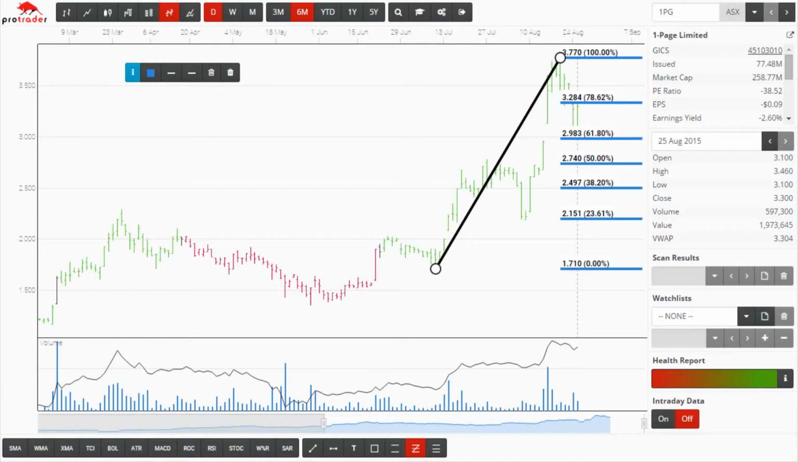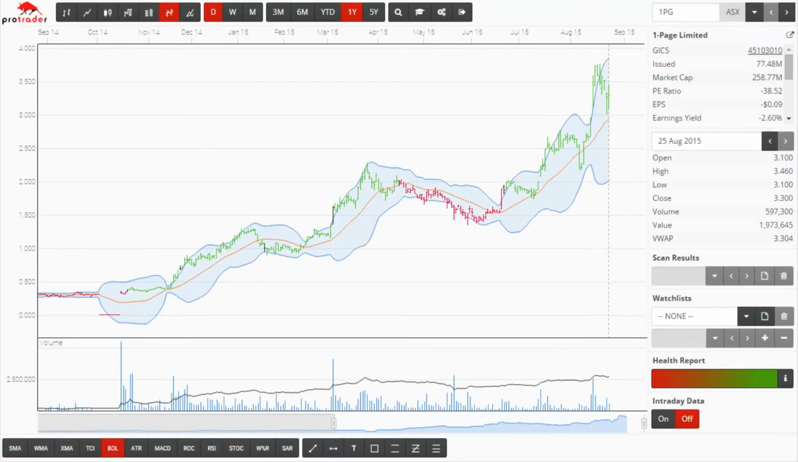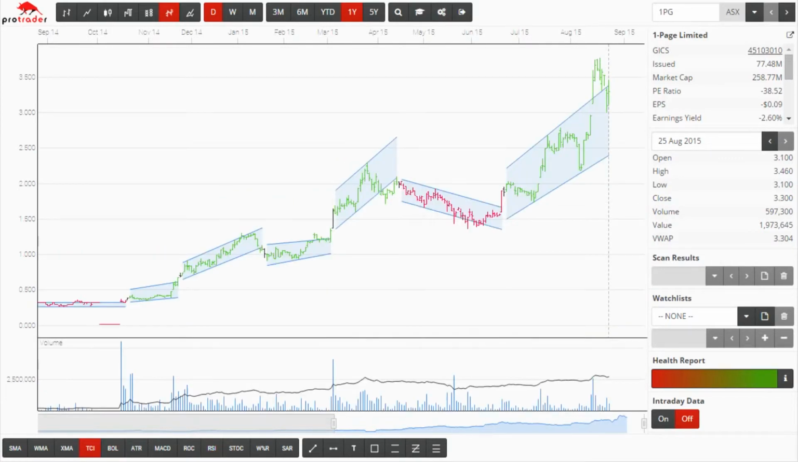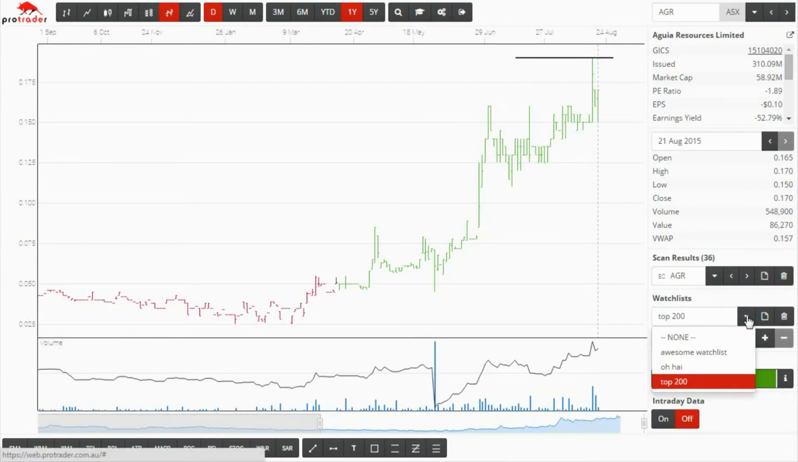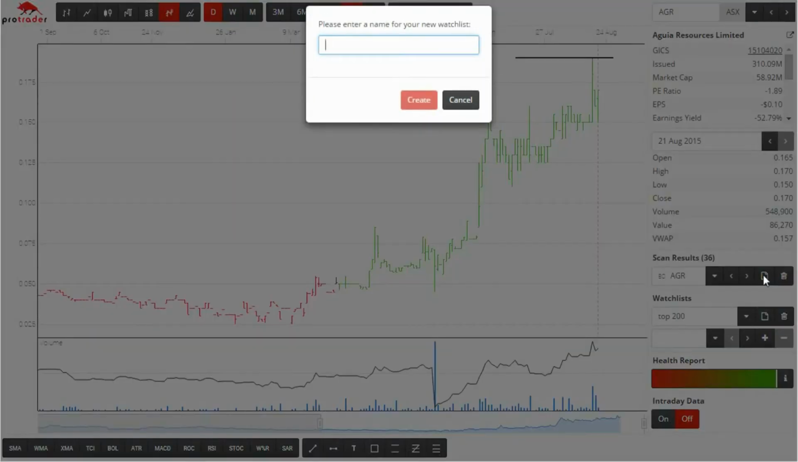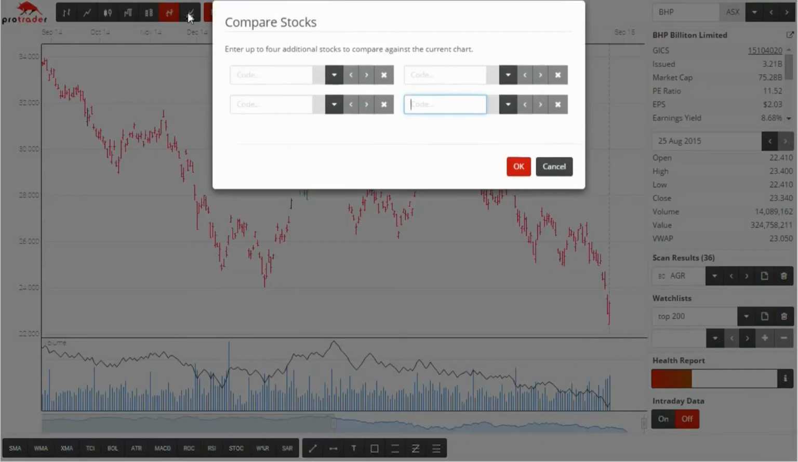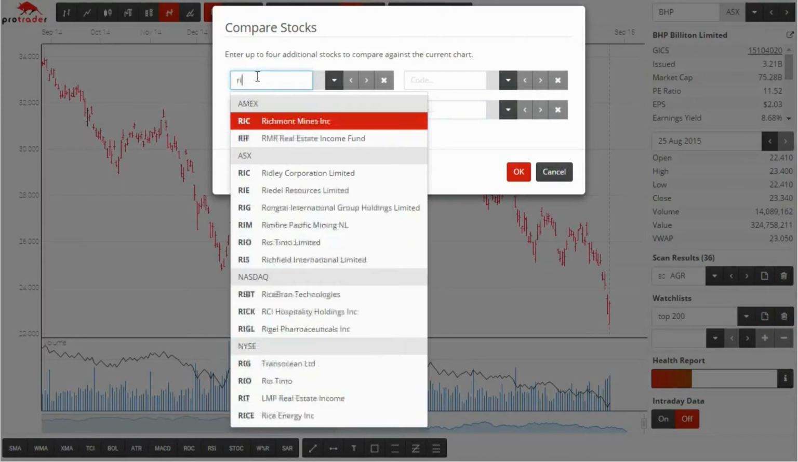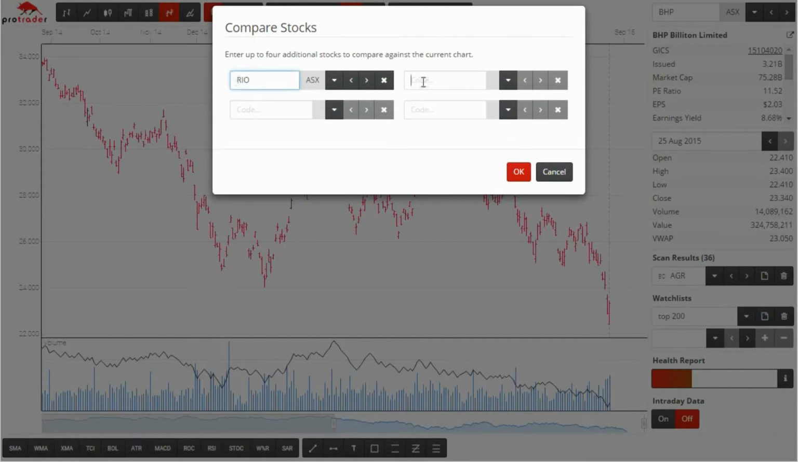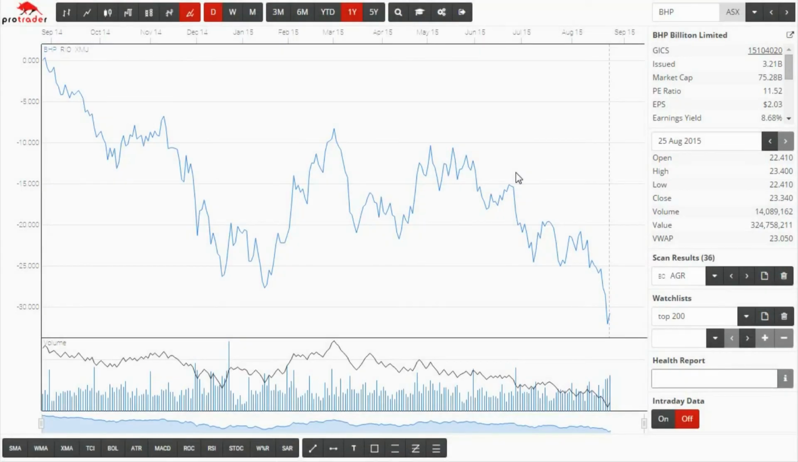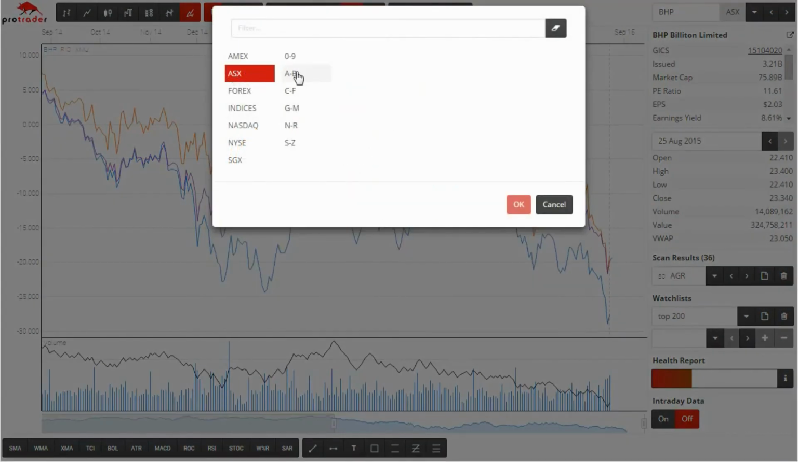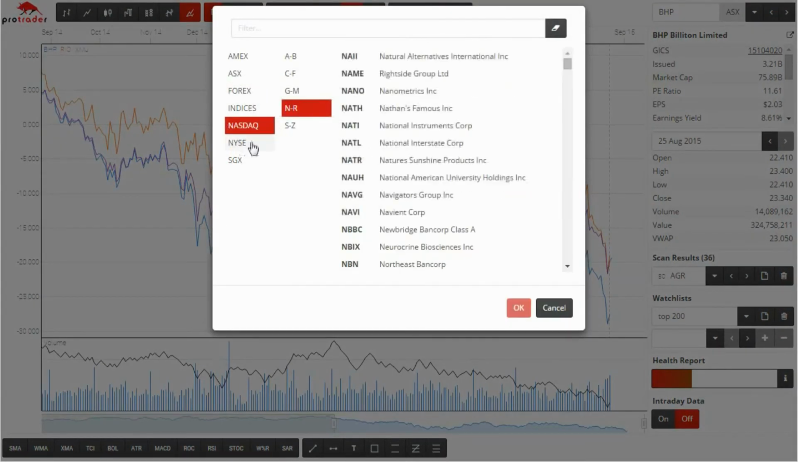A number of industry standard indicators are built into the software, including moving averages, Bollinger Bands, RSI, and our very own trend channel indicator. You can set up your own watch lists a number of ways, including from scan results, and our comparison chart view helps show how a particular code is performing against other codes in its sector, or even against the sector itself. The software includes end-of-day data with intraday snapshots, and a number of different world markets are available.